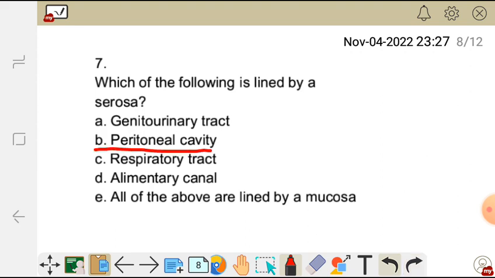Peritoneal, this is the abdomen. The peritoneum underlines the abdomen. It secretes serosa, not mucosa. It's a layer found mostly in the abdomen. The respiratory tract secretes mucus, and the alimentary canal is also mucosa. So the correct answer for question 7 is B, the peritoneal cavity. The cavities are serosa, and most tracts are mucosa.